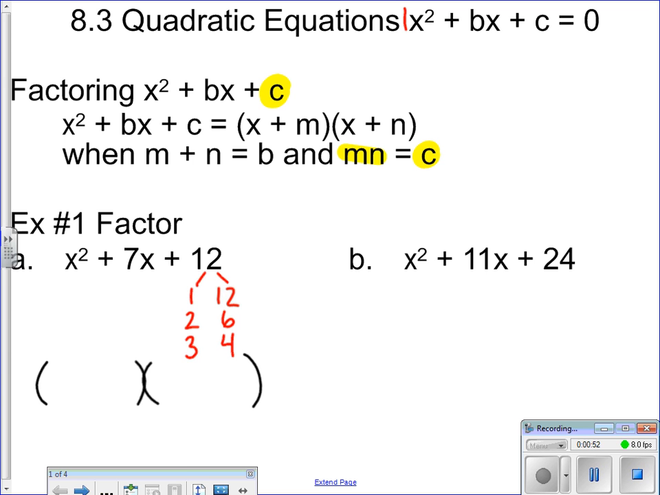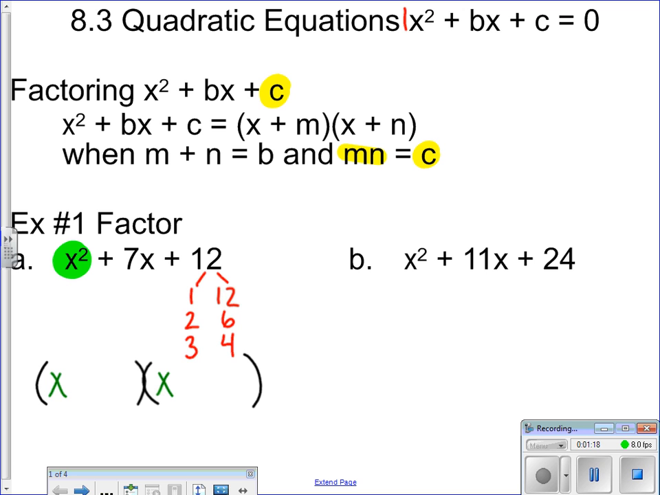Now, what goes in the front of each parenthesis is decided by the variable that's in the front of the problem. So here we have x squared. So since we have an x squared, I'm going to put an x and an x in front of each parenthesis, because the only way to multiply and get x squared is x times x. If it was y squared, I'd put a y and a y, and so forth.